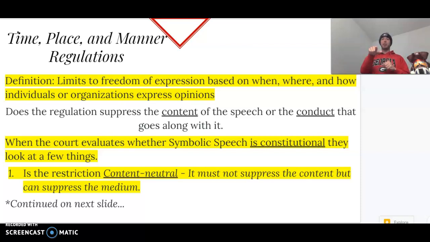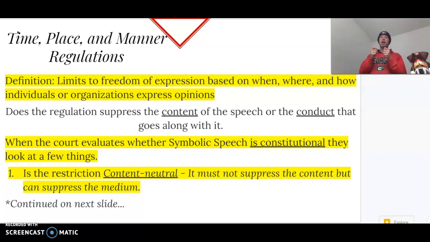Okay, so let's just look at a couple of these real quick. This is a way that the court uses, and this is what you need to know about time, place, and manner regulations. This is what the court uses to deem if free speech is protected or unprotected. So, is the restriction content neutral? Meaning this, you can suppress the medium, but you cannot suppress the content. You cannot say all anti-war speech is unprotected, okay? You can't say, hey, nobody is allowed to make any anti-war statements. But you can say this, hey, if you want to burn an American flag to protest the war, that's fine.